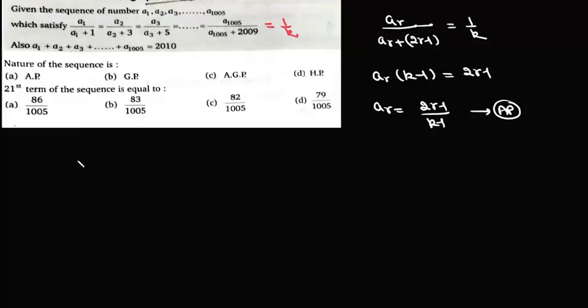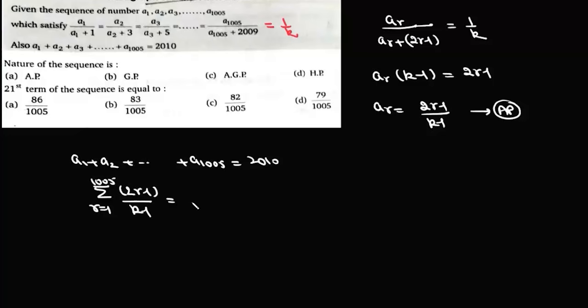Now if we look at this sum, which is A1 plus A2 plus up to A1005, and this is 2010. So it is summation 2R minus 1, where R varies from 1 to 1005, upon k minus 1, and this is equal to 2010. Now the sum of first n odd natural numbers is equal to n square. So it will be equal to 1005 whole square, and this is equal to 2010 into k minus 1.